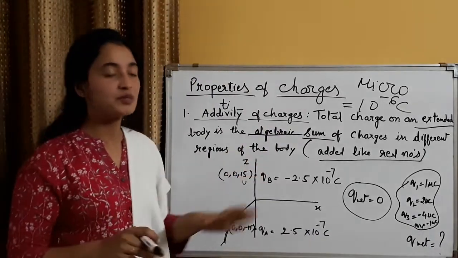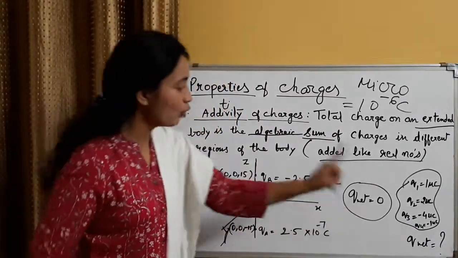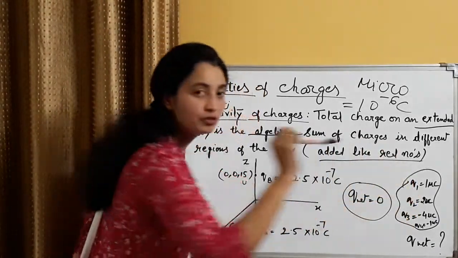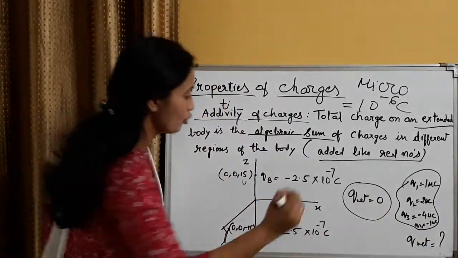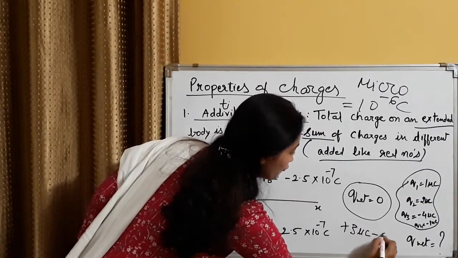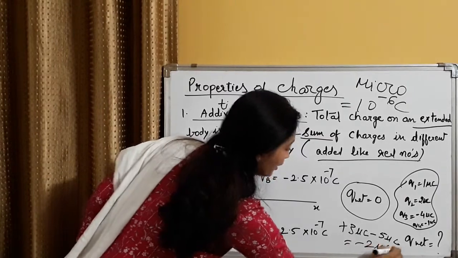I have taken at random some charges, and if I ask you to find the net charge, then what you are going to do is 2 microcoulombs plus 1, 3 microcoulombs, then here it is minus 5 microcoulombs. So what I am doing, plus 3 microcoulombs and minus 5 microcoulombs. The answer comes out to be minus 2 microcoulombs.